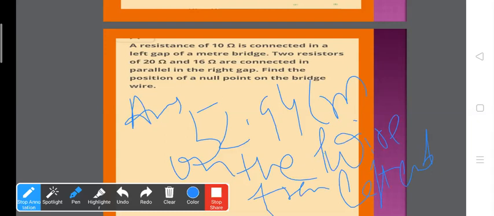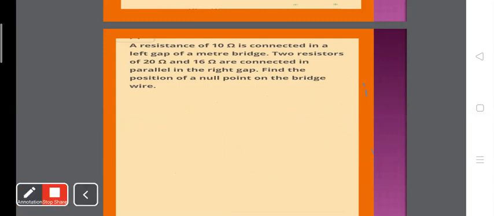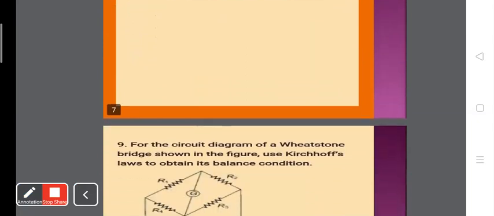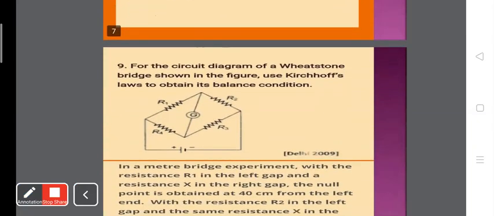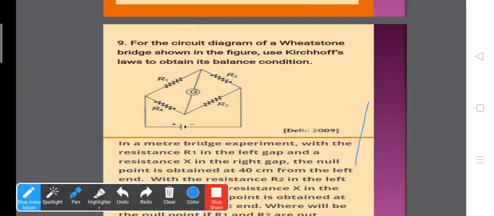First of all, you have to draw the meter bridge diagram, and after that just write what is given in the question. Clear? And you will get the answer. There are some problems that you have to solve so that you can easily find the answer. So try to solve more problems. The first problem is given here.